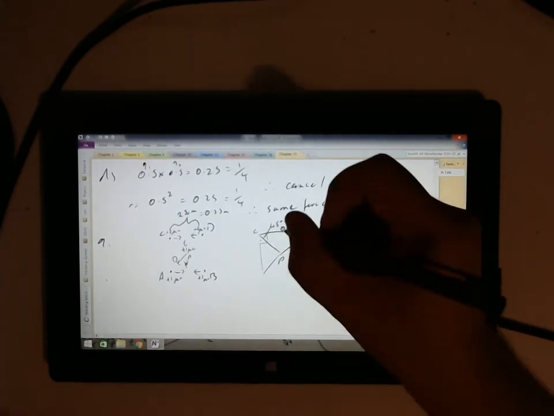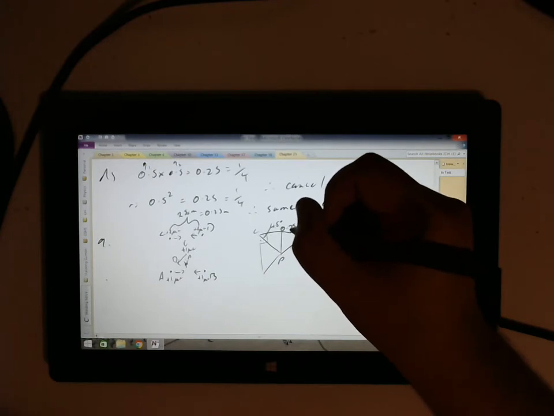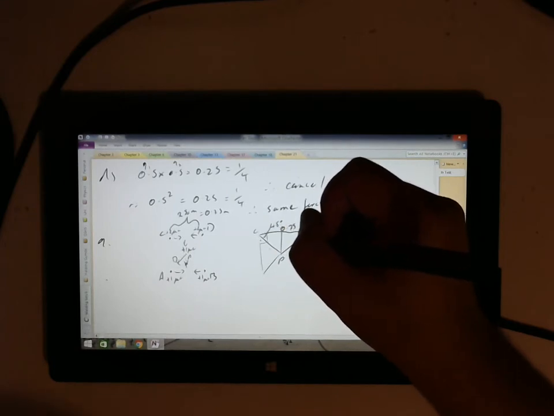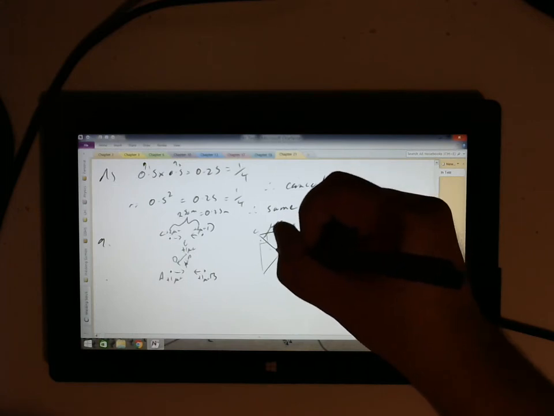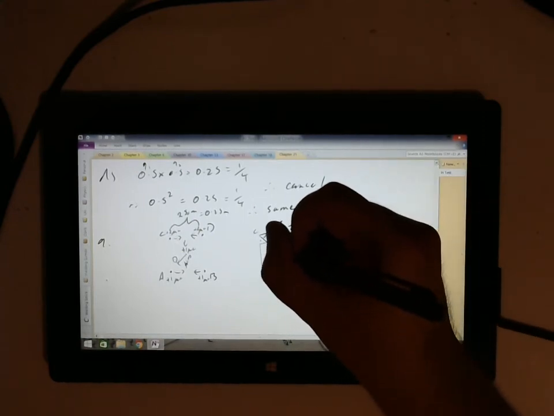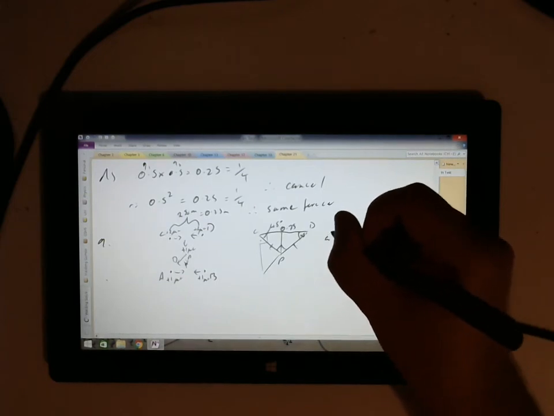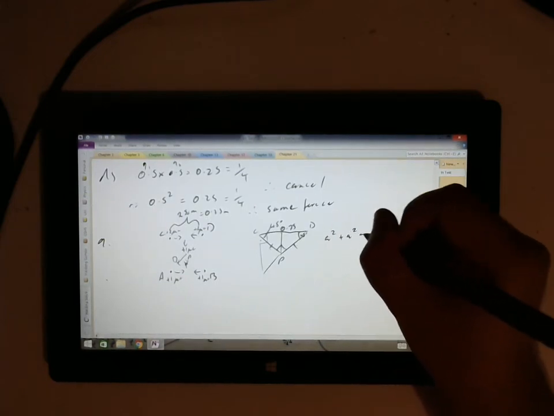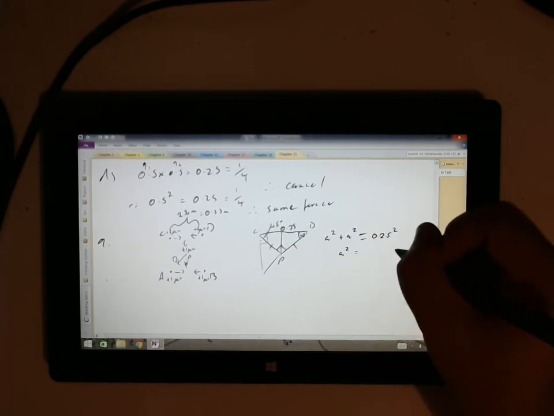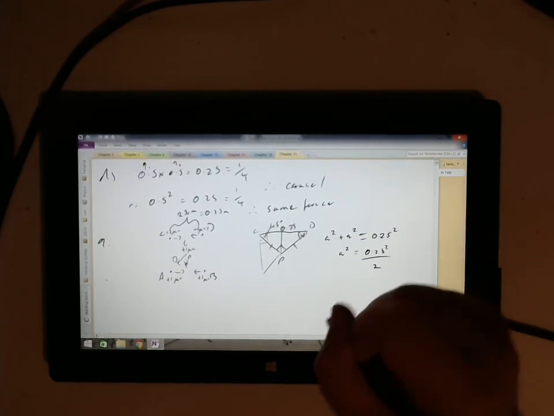Let's see, actually, a couple of ways I could do this. I could use the sine rule to work out one of these two sides, and they're going to be identical, so once I've got one, I've got the other. Or that's going to be a right angle, so I could use Pythagoras' theorem, nice and easy. Because it's a right angle triangle, these two are the same. I'm going to have a squared plus a squared equals 0.25 squared. So a squared equals 0.25 squared over 2.